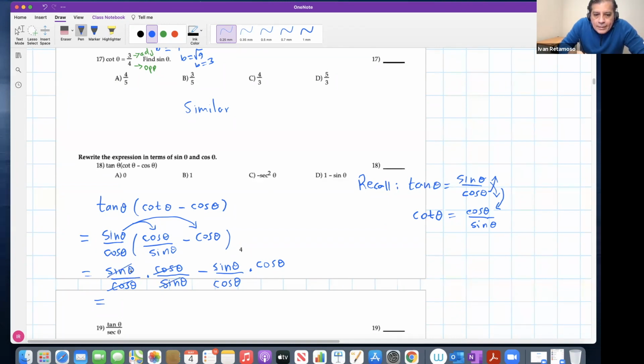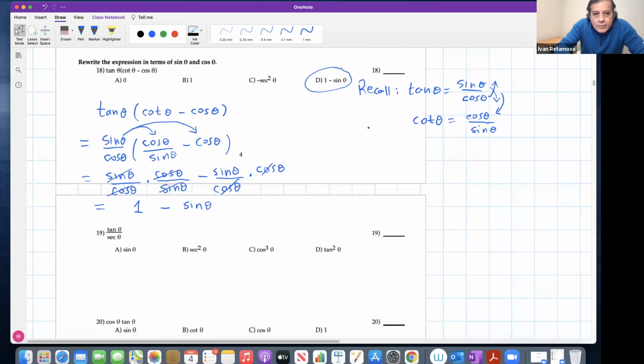Now notice, sine divided by sine is 1. Cosine divided by cosine is 1. So 1 times 1 is just 1, not 0. Minus here, cosine divided by cosine is 1, 1 times sine, so 1 minus sine of theta. And that's pretty much it, because then you see that the answer is here. Very good.